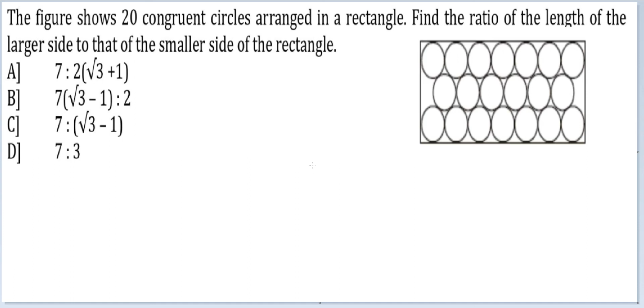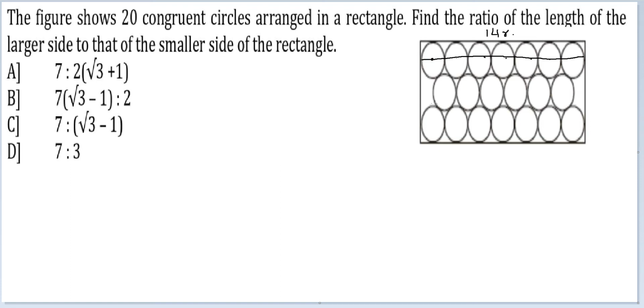Let us try and do this by using the radii of the smaller circles. So we have 1, 2, 3, 4, 5, 6, 7. Because we have 7 circles here, we have 14 times the radius. So the longer side is 14r. That I know for a fact.